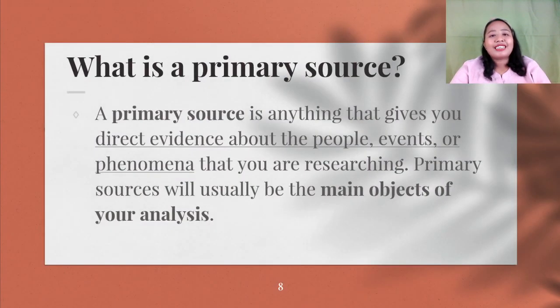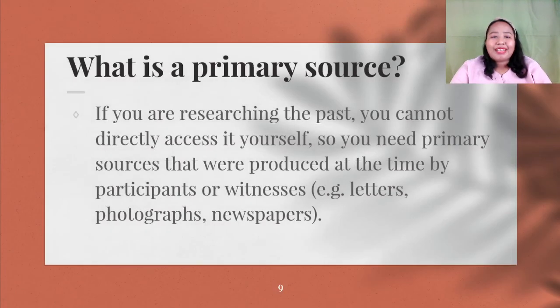A primary source is anything that gives you a direct evidence about the people, events, or phenomena that you are researching. Primary sources will usually be the main objects of your analysis. If you're researching the past, you cannot directly access it yourself, so you need primary sources that were produced at the time by the participants or witnesses. Examples are letters, photographs, and newspapers.